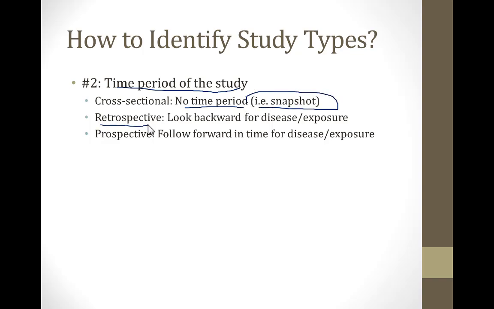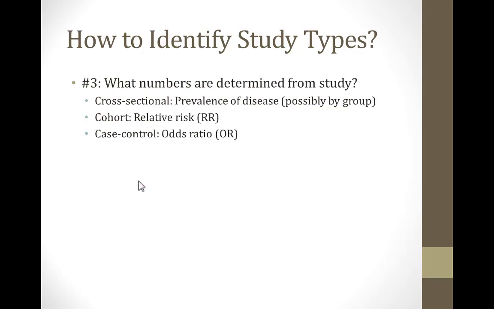In retrospective studies, we look backward through time for disease or exposure. And in prospective studies, we look forward in time by following patients to see whether they become exposed or develop disease. And then finally, don't forget the different numbers that you can determine from each study type. In cross-sectional studies, all you can get is prevalence of disease, possibly by different groups. In a cohort study, you get a relative risk, and remember, the next to last letter of cohort is R for relative risk. In case control studies, you get an odds ratio, and remember, the next to last letter in case control is an O for odds ratio. And that concludes our module on study designs.